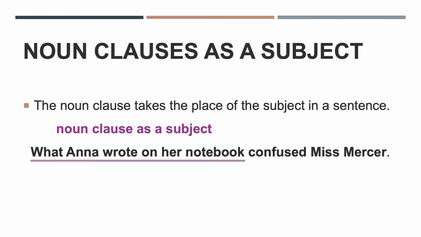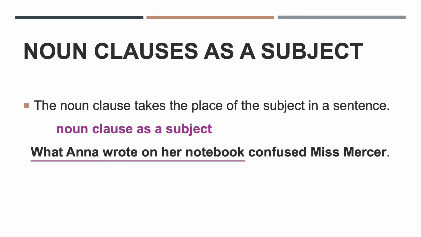First, we can use noun clauses as the subject of the independent clause. In this case, the whole noun clause takes the place of the subject. So when we think about sentences, mentally we have our subject, we have our verb, and maybe our object. What this noun clause is going to do is take the position of that subject.